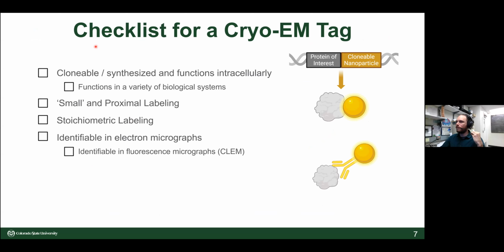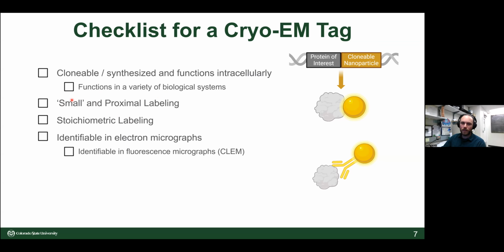So going forward, we can think about things in the context of a checklist for what we want in a cryo-electron microscopy tag. We want something that is clonable or synthesized and functions intracellularly, in much the same way that green fluorescent protein is expressed inside a cell and attaches to what you want to see. We want it to function in a variety of biological systems. We want our tag to be small and provide proximal labeling.